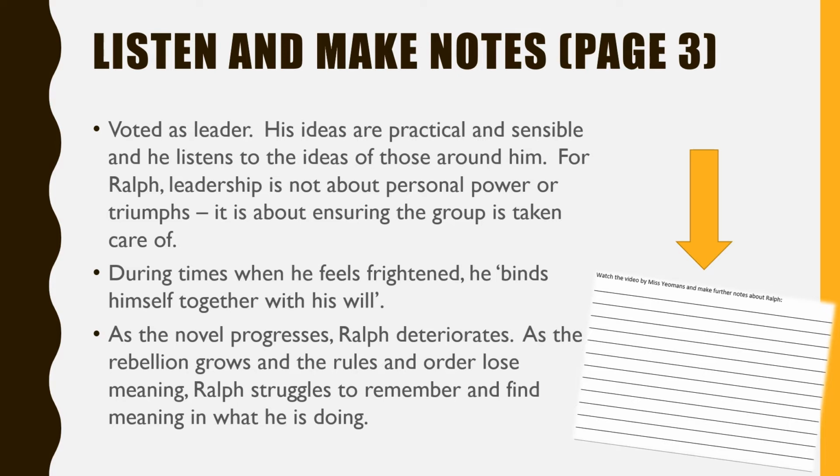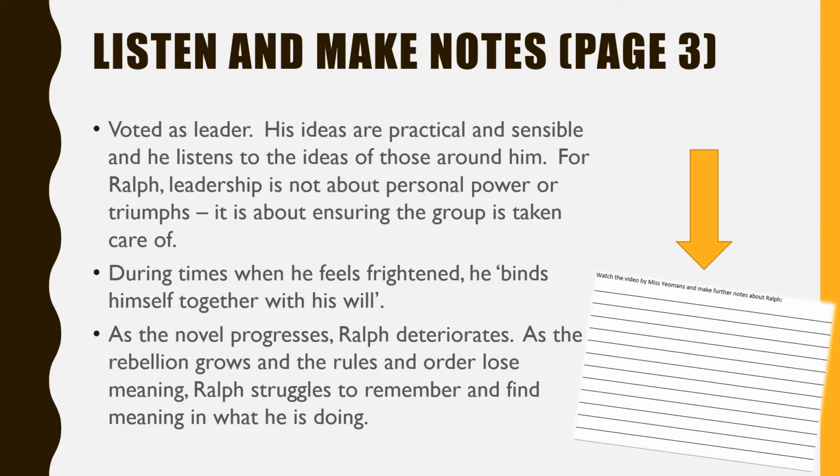As the novel progresses, Ralph deteriorates, or at least his behaviour does. I want you to just make a note of these two points as well. Ralph does join in the hunting, so the violence that Jack and his choir boys, who later become known as the Hunters, carry out. He does join in the hunting, and Ralph is also present when Simon is killed, however accidentally that might be. So as the rebellion grows, the rules and the order start to lose meaning, and Ralph really struggles to remember and find meaning in what he is doing.